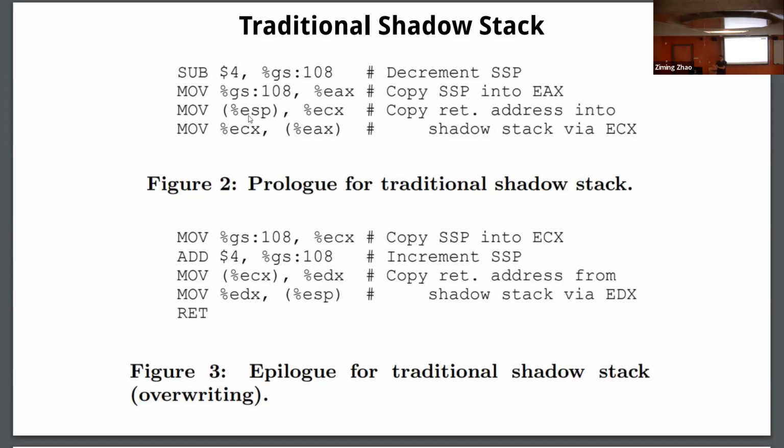So this is directly after the call instruction, actually. Yes, so the ESP in this case actually points to the return address. So we are copying the return address to the register ECX, then copy from ECX to where the shadow stack is. So that's it. We are making another copy of that return address at a different location. And we assume that location is safe. Attackers cannot overwrite that location.